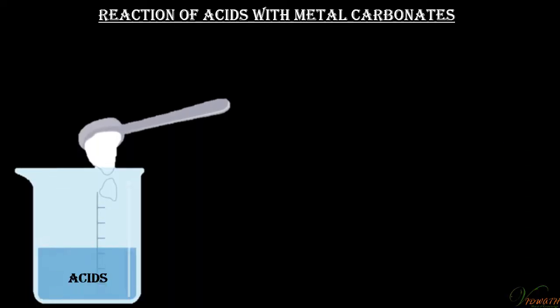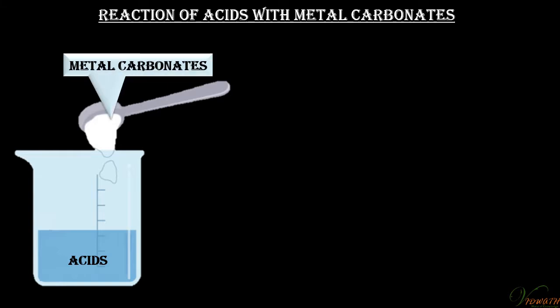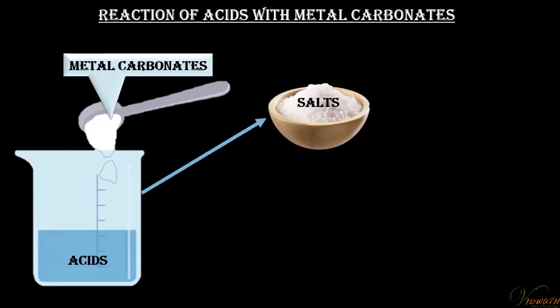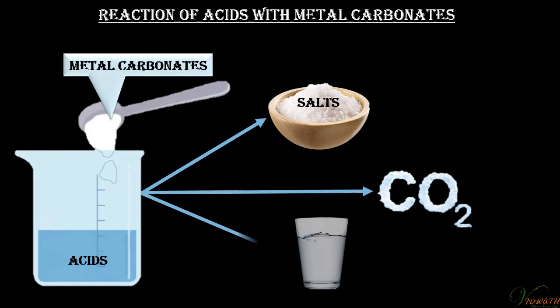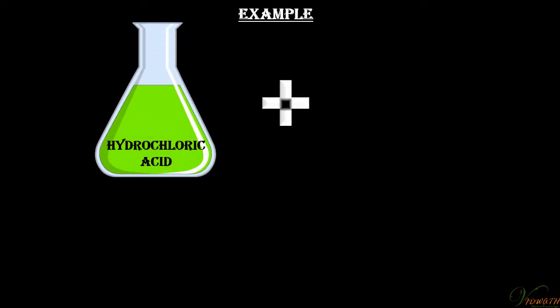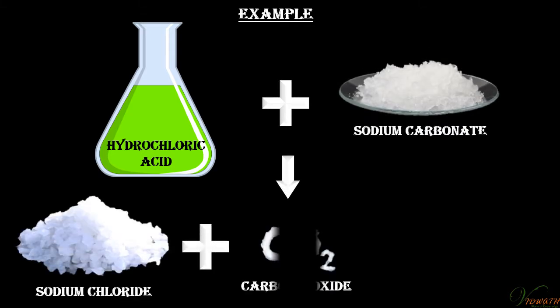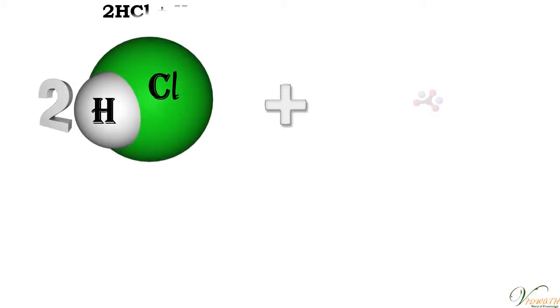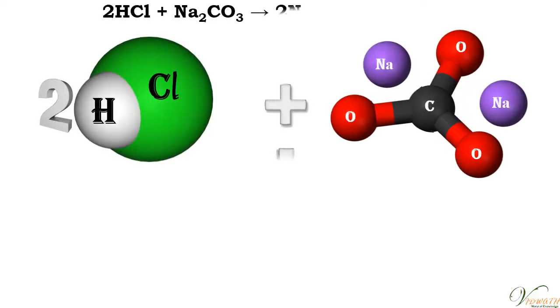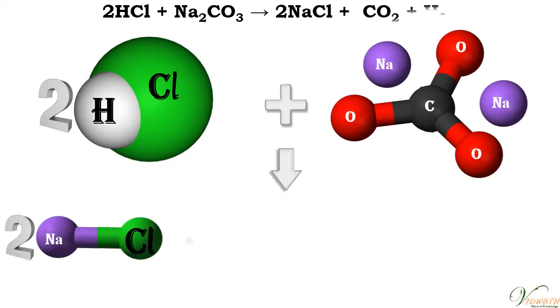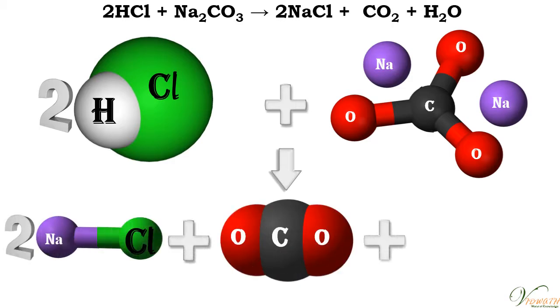Reaction of acids with metal carbonates. Acids react with metal carbonates to form corresponding salts, carbon dioxide and water. Example, hydrochloric acid on reaction with sodium carbonate forms sodium chloride, carbon dioxide and water. 2HCl + Na2CO3 gives 2NaCl + CO2 + H2O.